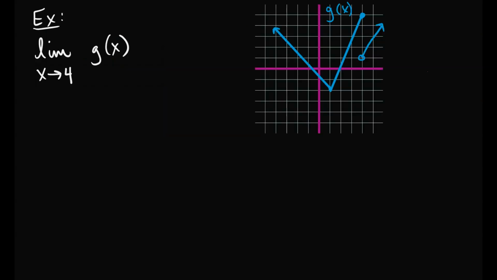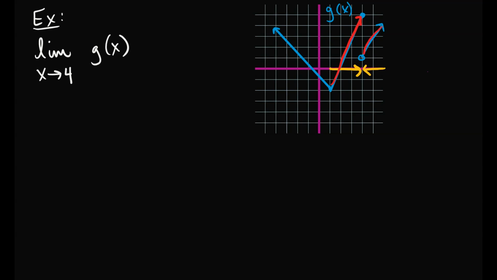In this example, we're given the graph of g of x and asked to find the limit as x goes to 4. So let's start the same way we did in previous examples. We'll start from values less than 4 here. So as our x values are approaching 4 from the left, what are our function values doing? It looks like our function values are approaching 5. But we notice that as x is approaching 4 from the right, the function is not approaching 5.